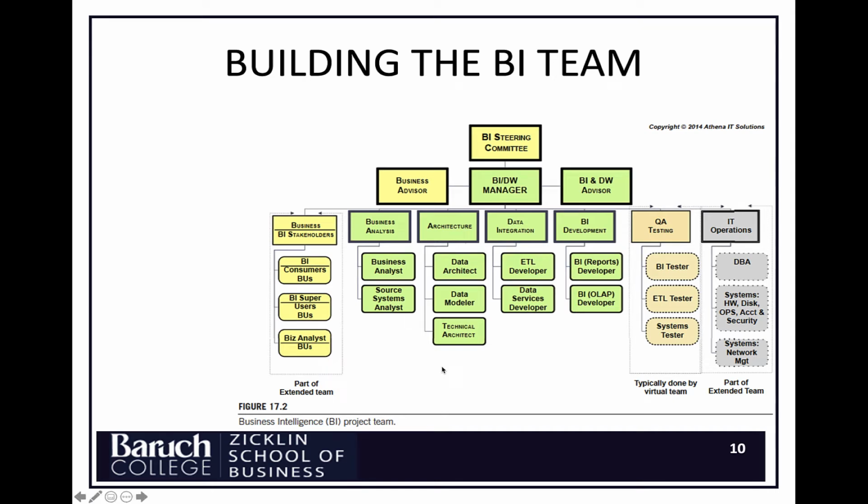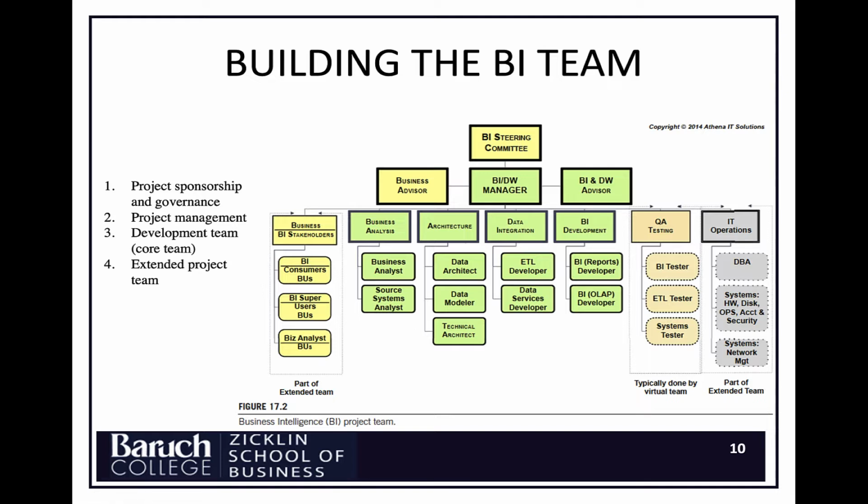The next important issue we need to think about is putting together the successful project team. Most likely, we have people who are assigned to these 4 different roles. We need to have people involved in project sponsorship and governance. We want a set of people who manage the project. We want the development team. We can see them in bright green here. These are the people who are core to the BI project.